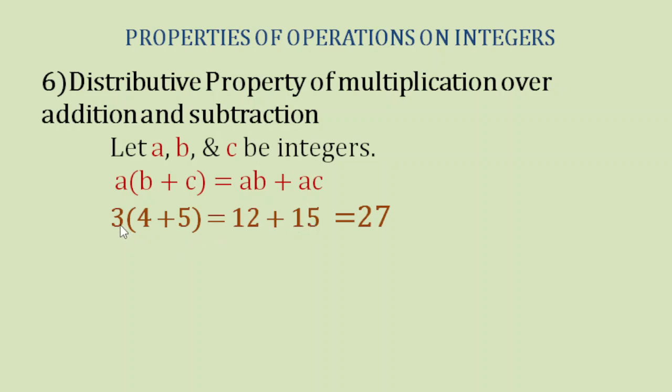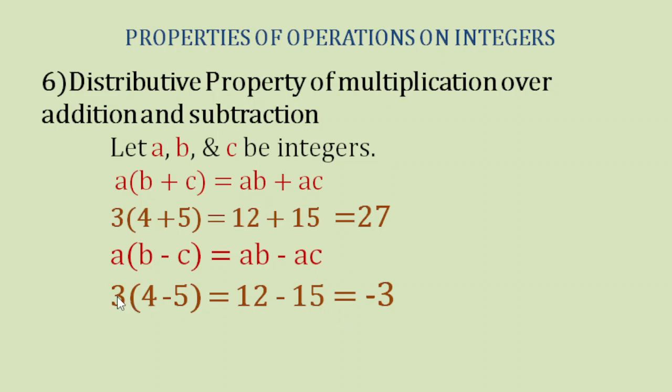For example, 3 times the quantity 4 plus 5, so that means 3 times 4, which is equal to 12, plus 3 times 5, which is equal to 15, and 12 plus 15 equals 27. And also, a times the quantity b minus c equals a times b minus a times c. For example, 3 times the quantity 4 minus 5 equals 3 times 4 is 12 minus 3 times 5 equals 15. Then 12 minus 15 equals negative 3.